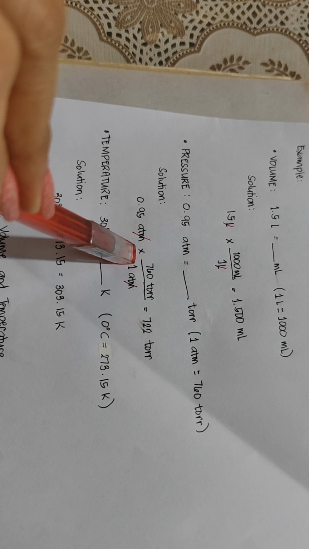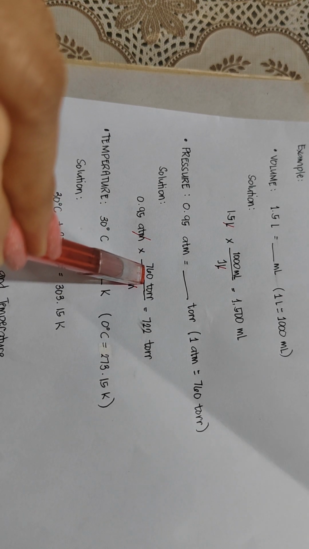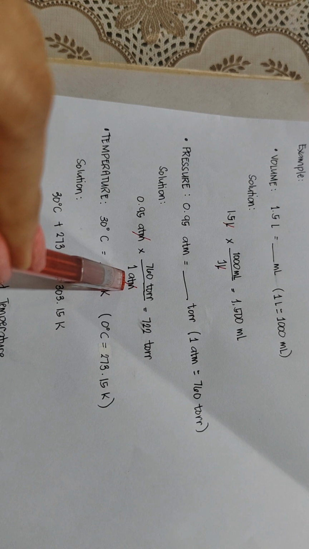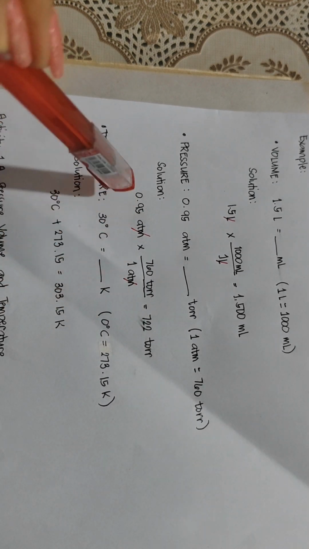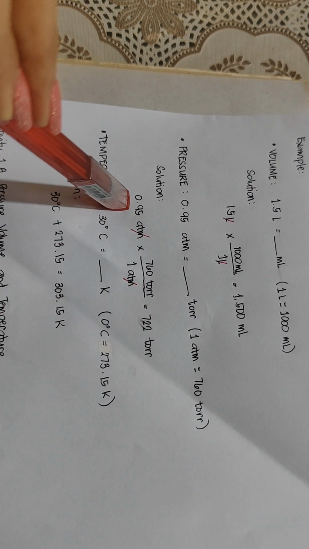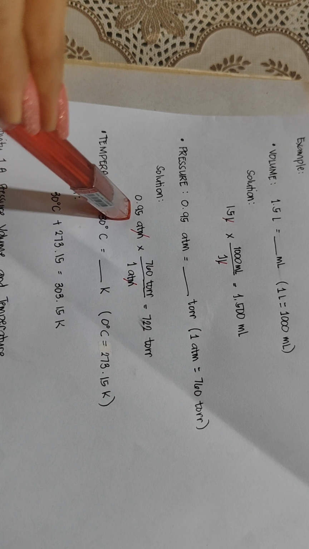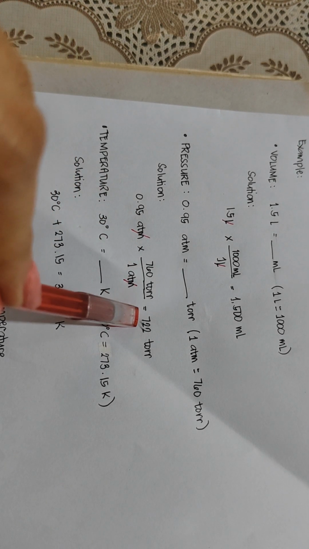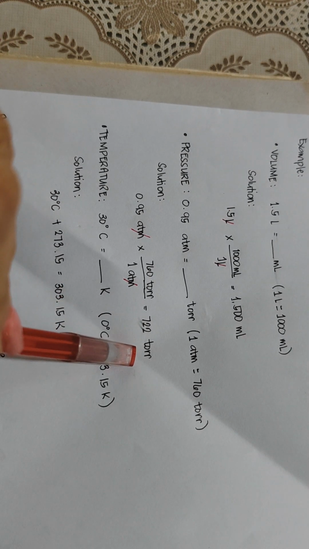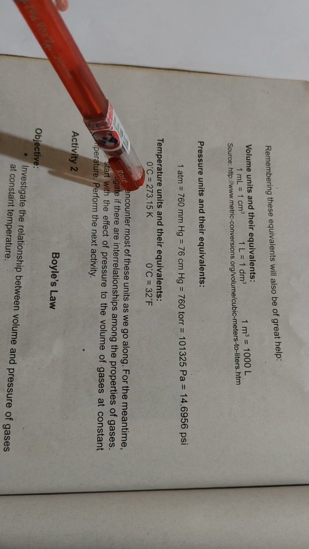Some of you are using the equal sign. That is very wrong. Okay? On the numerator side, you write the 760 torr. And on the denominator, you write 1 atmosphere. Of course, you can allow cancellation now. Okay? So, simple. Just by using your calculator, all you have to do is 0.95 times 760 divided by 1. It will give you 722 torr.